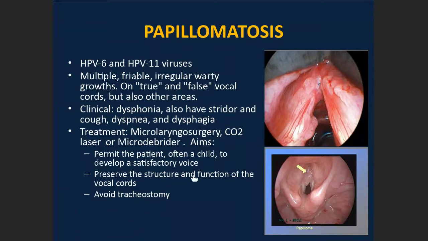For treatment, because the tumor will not go away with medical or speech therapy, you will do surgery like microlaryngeal surgery and excision of that. Most of the time it's a child, unfortunately. The aim of the surgery is to preserve the structure and function of the vocal cord. And in such cases, avoid doing tracheostomy. If you are looking with the scope at irregular warty growth, and the patient has respiratory distress and you need to stabilize the airway, try not to choose tracheostomy.